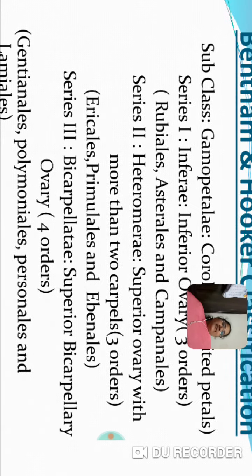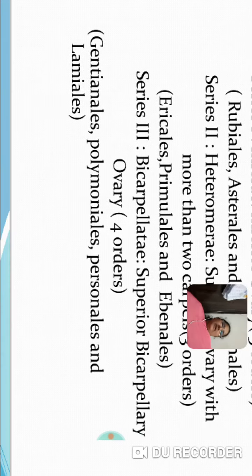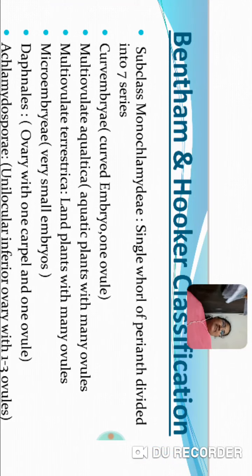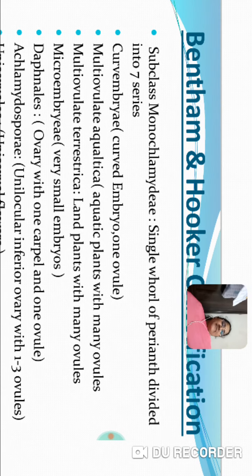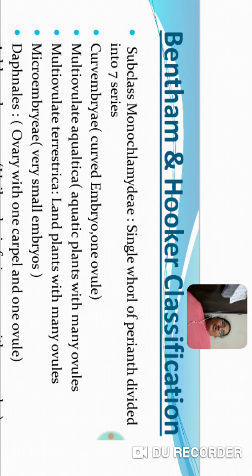So here again the subclass Gamopetalae is divided into 3 series, Inferae, Heteromerae and Bicarpellatae, based on the position of the ovary. Now the third one: Bentham and Hooker classified the class dicotyledons into 3 subclasses, namely Polypetalae, Gamopetalae and Monoclamidae. We have seen the Polypetalae and Gamopetalae classifications, and now we come to the Monoclamidae classification.